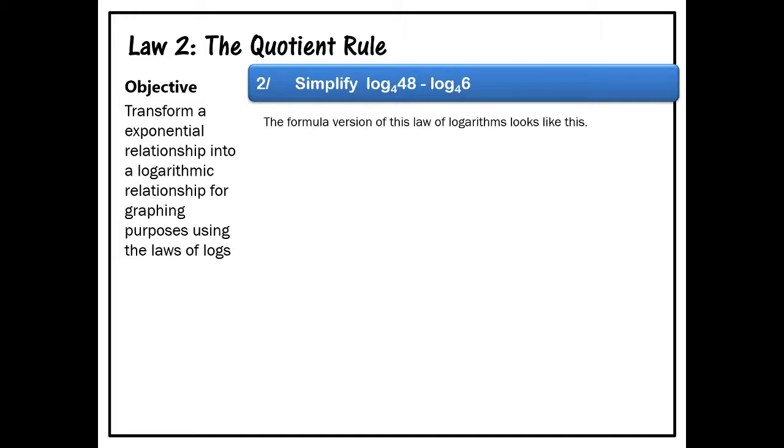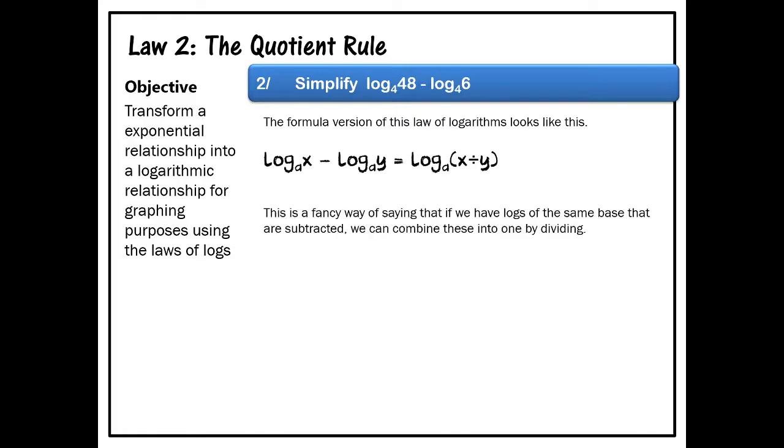In shorthand, the formula version of this looks like log to the base a of x minus log to the base a of y. We can combine this as log to the base a of x divided by y, or in short, if we have logs of the same base that are subtracted, we can combine this into one by dividing the first one by the second one. And if I do it for log to the base 4 of 48 minus log to the base 4 of 6, that's log to the base 4 of 48 divided by 6. And when you combine those together, that will be log to the base 4 of 8.